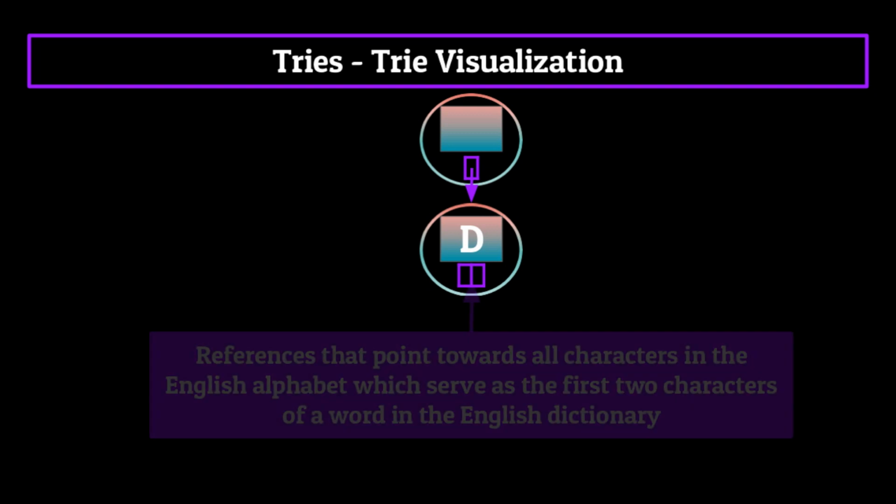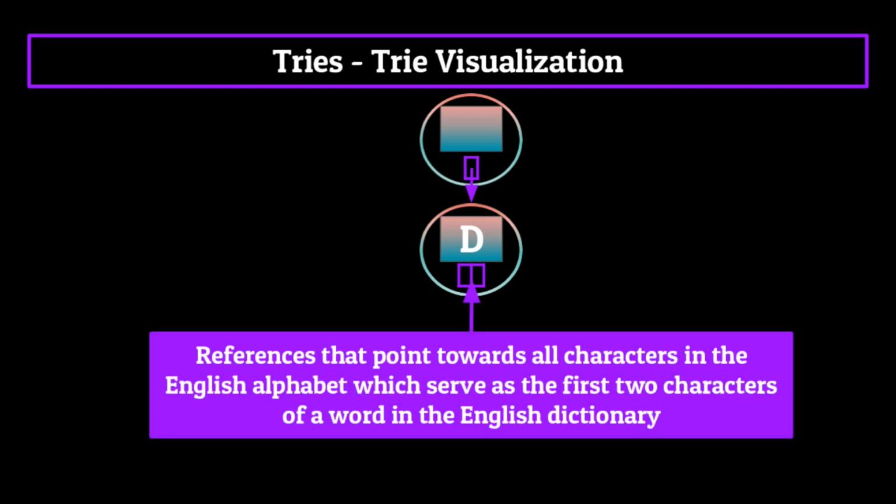Now imagine for a second that this D node also has an array containing references, only this time it contains references that point towards all characters in the English alphabet which serve as the first two characters of a word in the English dictionary.